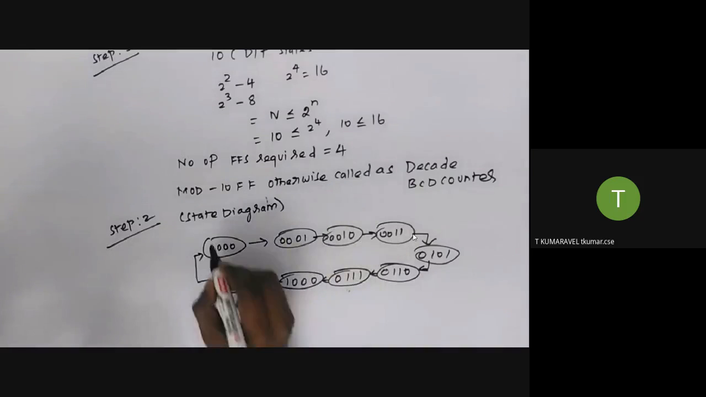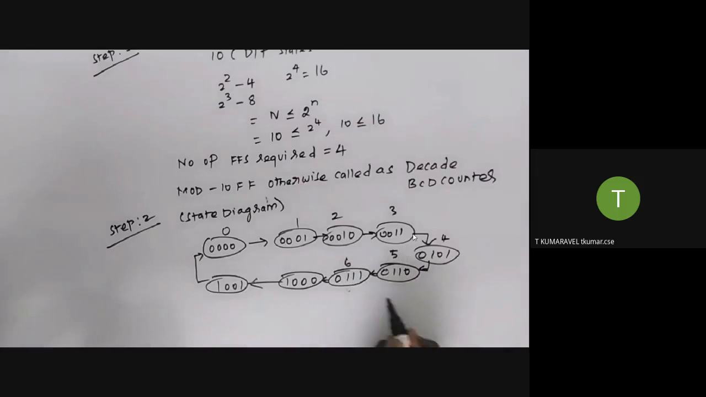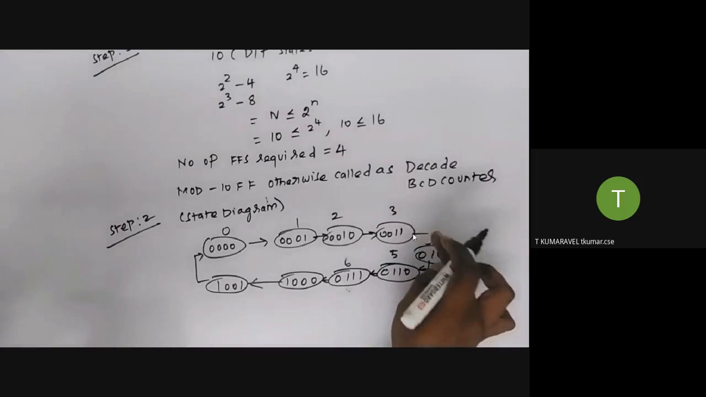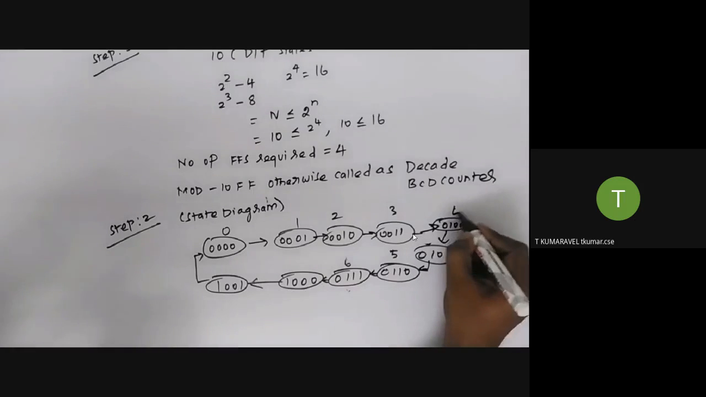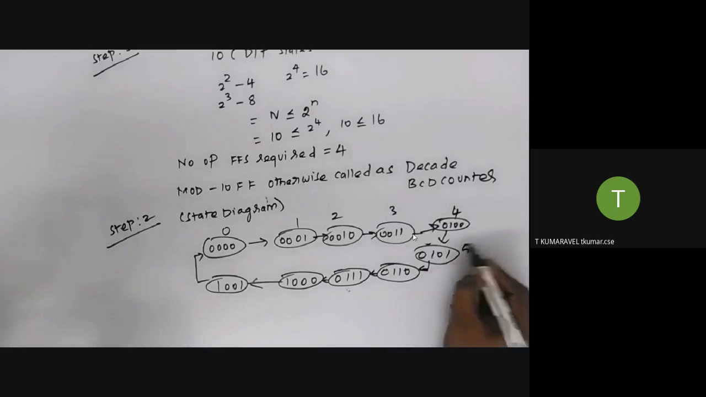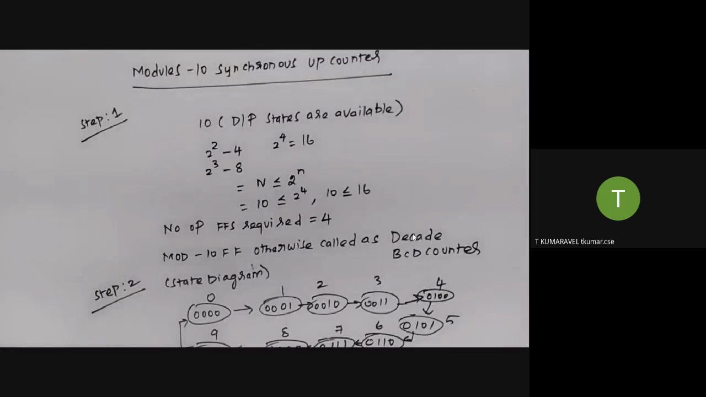This is a synchronous up counter. What happens? It keeps on increasing the value. Up to 5, 6, 7, 8, and whenever it reaches 9, again what happens? You should go back to the beginning.